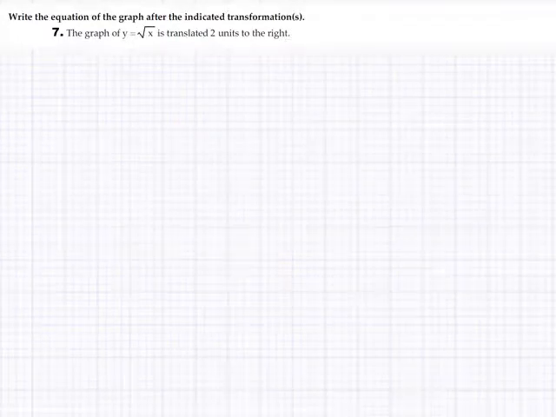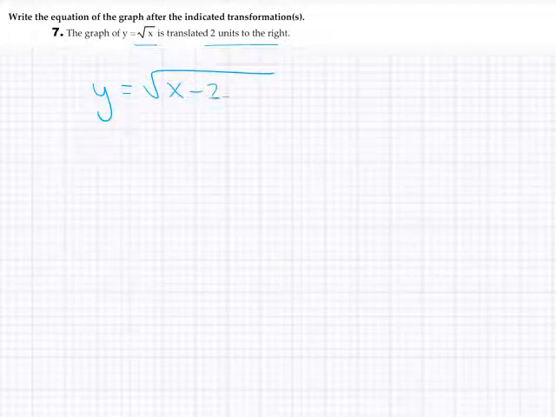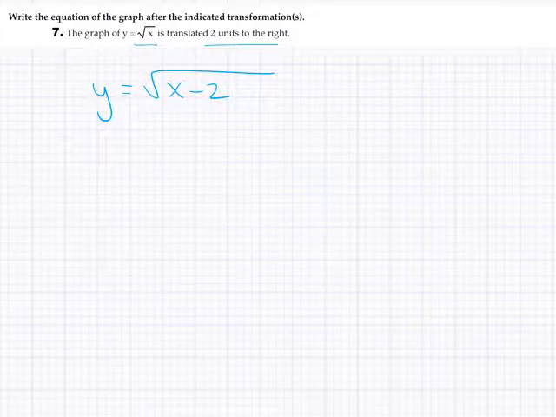Here we want to write the equation for the graph of the square root that's translated 2 units to the right. So that would be 2 units to the right. We would have to subtract 2 on the inside, and that would be 2 units to the right.